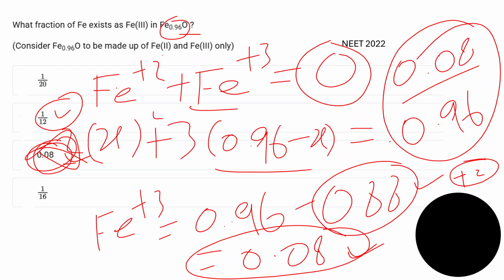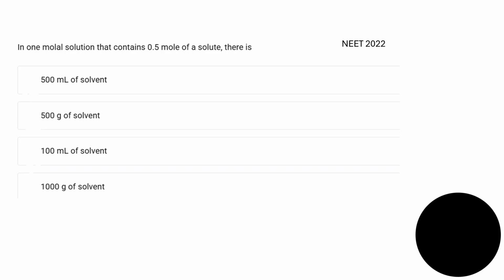Okay, they can ask anything. The only key tool is nothing but charge. Charge should be balanced. That is the only way. Okay, this is the simplest question. Then this is the simplest one.